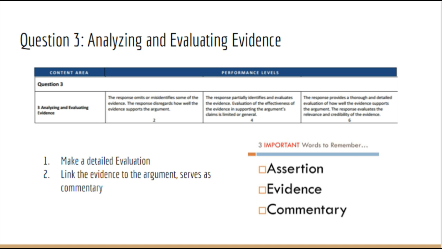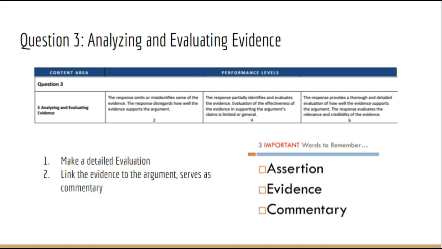When you're writing this part of the section, you need to make a detailed evaluation of the evidence in the paper and link the evidence to the argument. The linking of the evidence serves as commentary. A good way to evaluate how well the evidence supports the argument is if the evidence directly supports the author's claim. Another way is if there isn't any evidence that does help or support the argument.